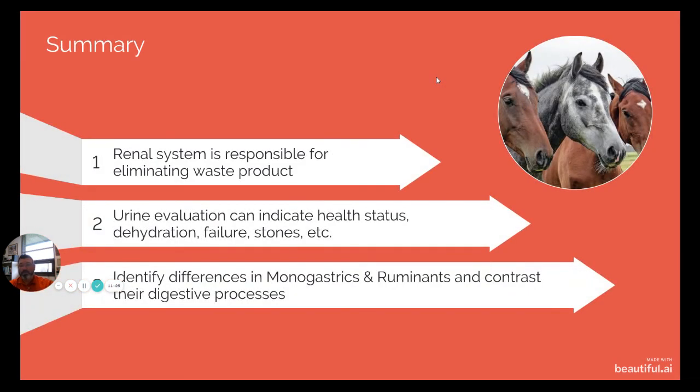So, as we wrap up this section, the renal system, as we talked about in mini lecture 1, is responsible for really eliminating waste product from the body. Evaluating urine really can help you start to get some preliminary indicators of health status, dehydration, failure, stones, pH, whatever it might be. And then make sure in section 2 that you can identify the differences in monogastrics and ruminants and contrast their digestive processes. Understand the impact that the feeding system has on those types of things, and then what challenges to look for that may be impacted by the type of feed or your feed performance that may be going on with the digestive tract. Thanks for listening to this section.